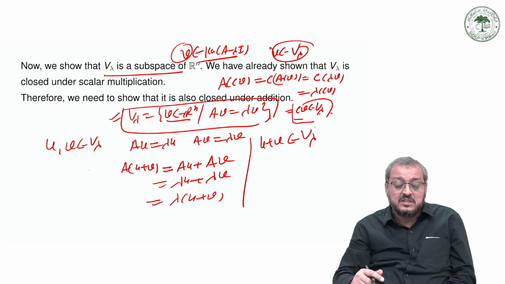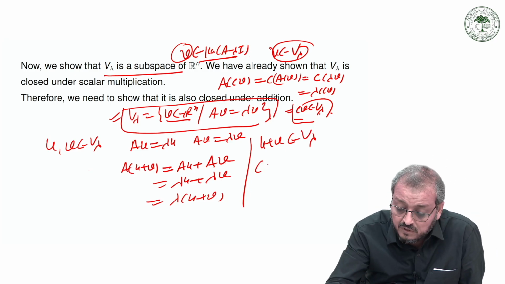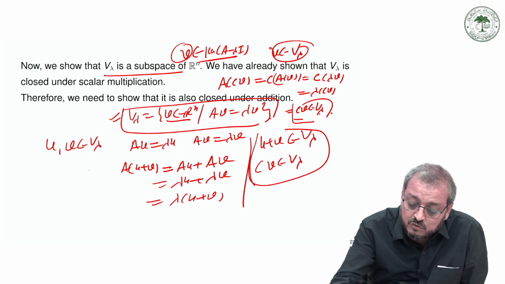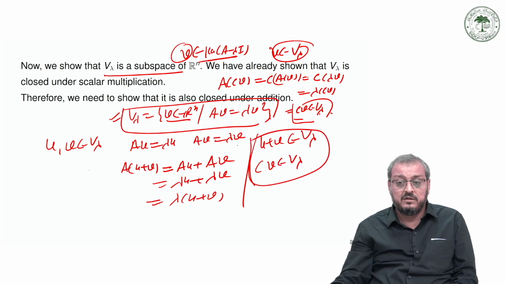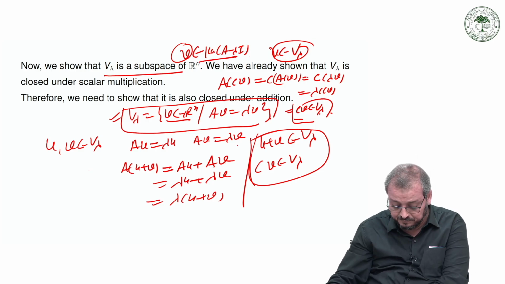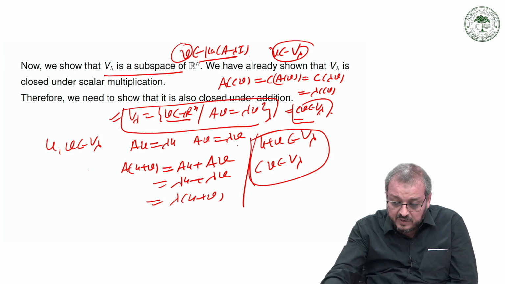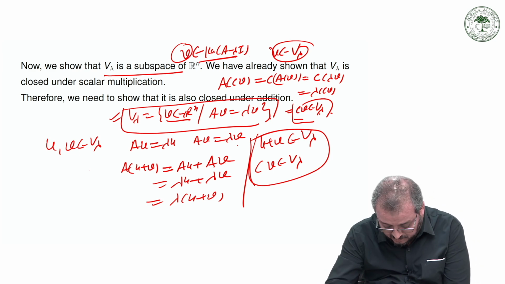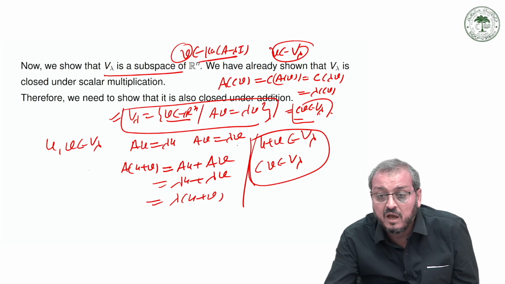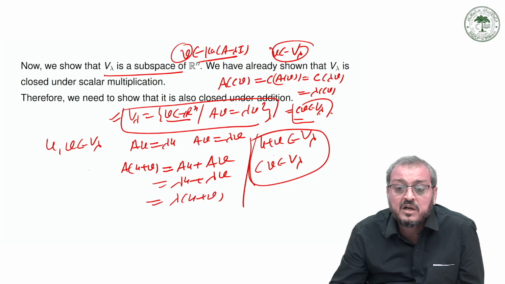So we have already shown that c v is in V lambda, and u plus v is also a member of V lambda. So this clearly satisfies both conditions, and V lambda is closed under addition and scalar multiplication.